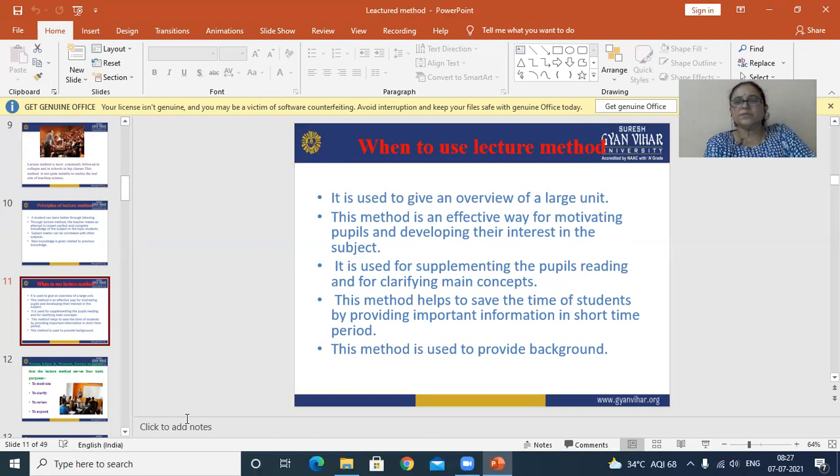It basically depends on the teacher's quality, ability, and interest, and also on the subject matter. So these are the general points on when to use lecture method, but also consider other things in your mind.